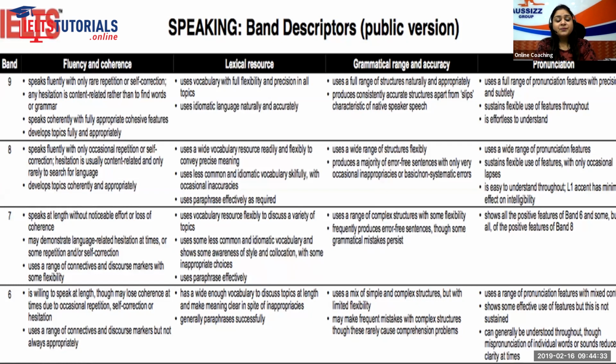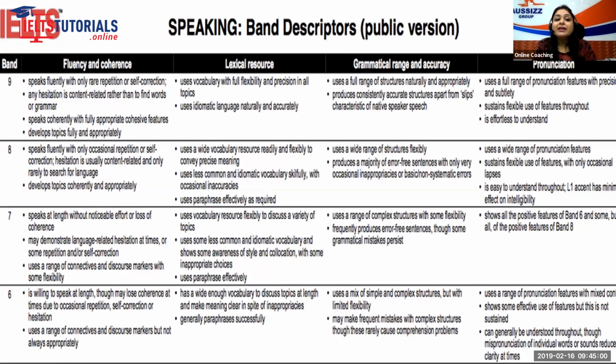In speaking, I have mentioned here the criteria for bands 6 to 9. Band 6 is when you are able to convey your thoughts to the examiner. But in band 7, you are speaking at length, adding some good vocabulary with good grammar and complex structures. In band 8, the range becomes broader.